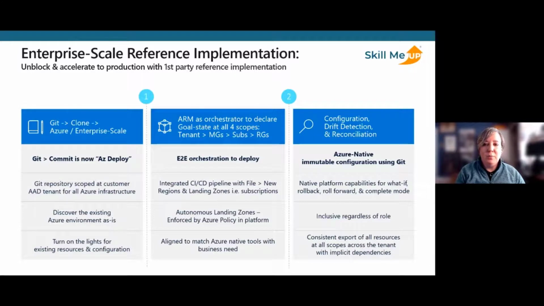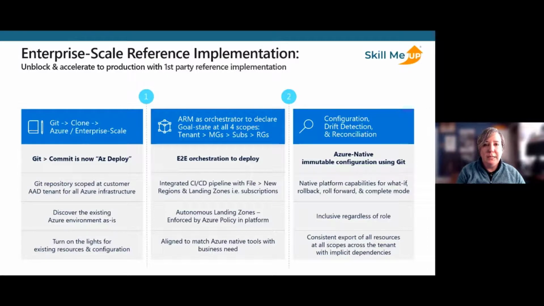The ARM orchestrator helps you declare that goal state in four scopes. You've got the tenant already figured out. You've got the management groups. You have your subscriptions figured out, as well as your resource groups. So this allows you to do that end-to-end orchestration to deploy, right?